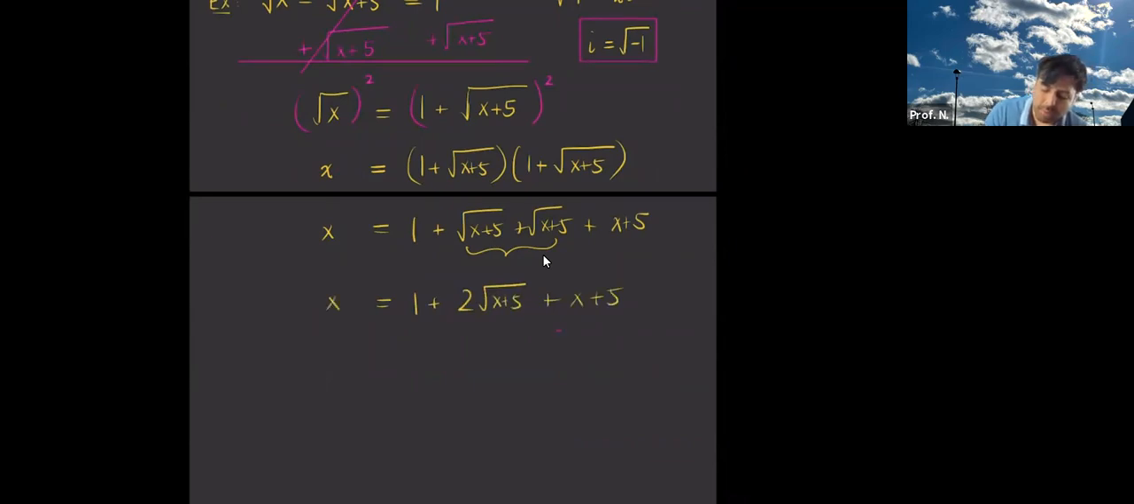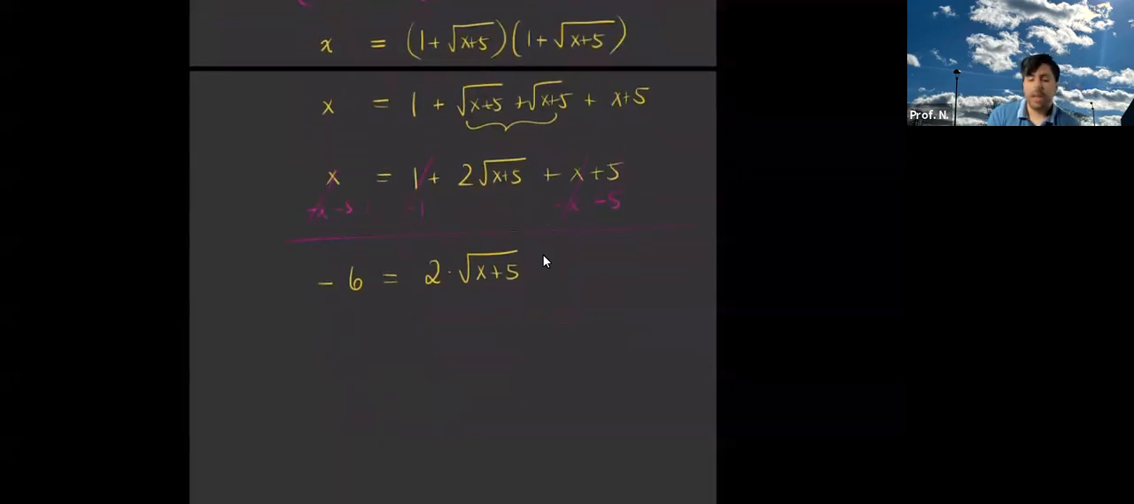What happens is when you subtract x on both sides, the x's cancel. And I also have minus 5 here, minus 5 here, minus 1, minus 1. So the minus 1s and the minus 5s cancel, and I'm left with negative 6 equals 2 times rad x plus 5. And then you can divide by 2 on both sides, and I get negative 3 equals rad x plus 5. And already there, I don't know if you guys see that already. There's a problem here.